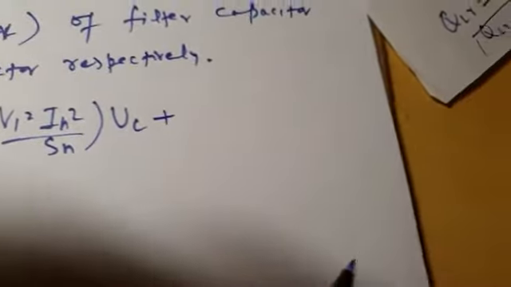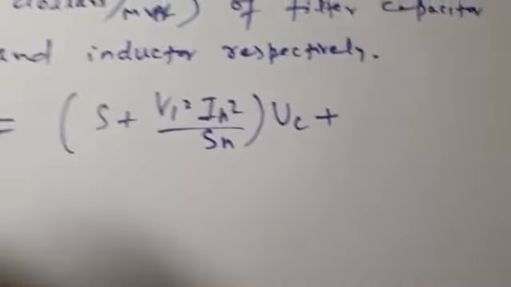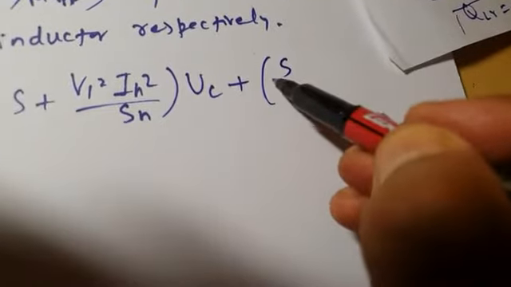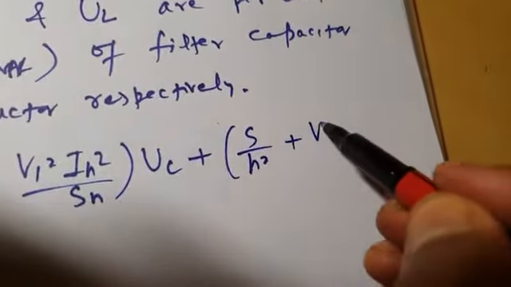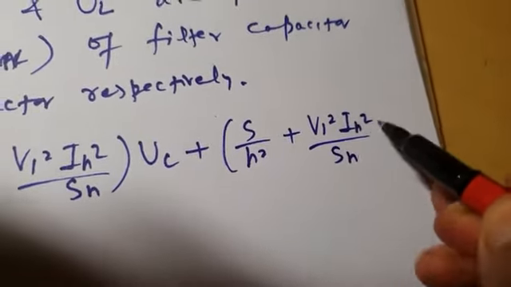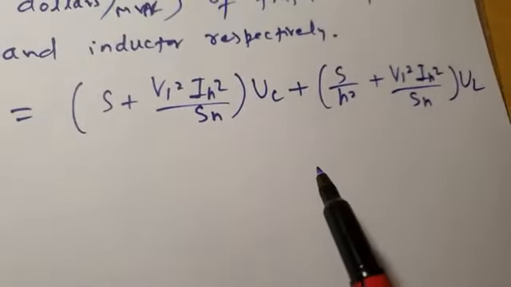What is QRL? QRL we already know. We derived it just a little while ago. It is S by H square plus V1 square IH square by HS. So it is S by H square plus V1 square IH square by SH, multiplied by UL. So this is the total cost of the filter.